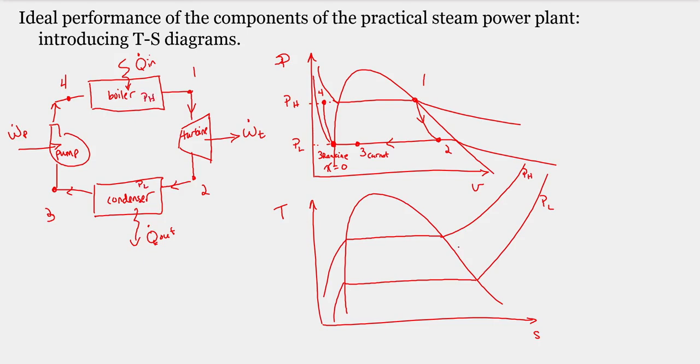So we're going to map these conditions from the PV diagram onto our temperature entropy diagram. Well, state 1's pretty easy because that's a fully saturated vapor. So you have the saturated vapor at state 1. And here's the key piece of information we need to understand.